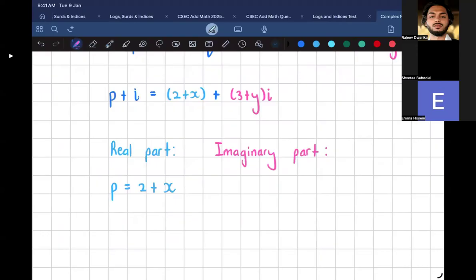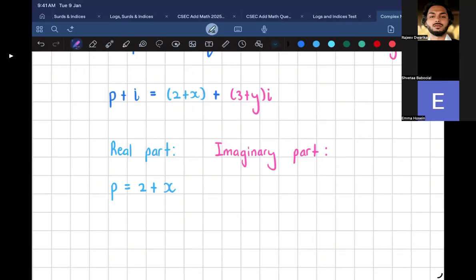Now let me see how bad it is, right? Let me see if I could figure this out. What am I going to write for the imaginary part? 3 plus y. Oh, y is equal to minus 3. No, no, wouldn't write that.